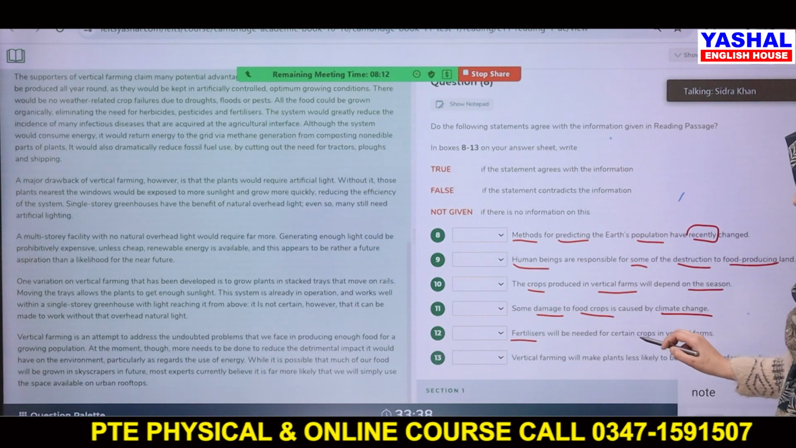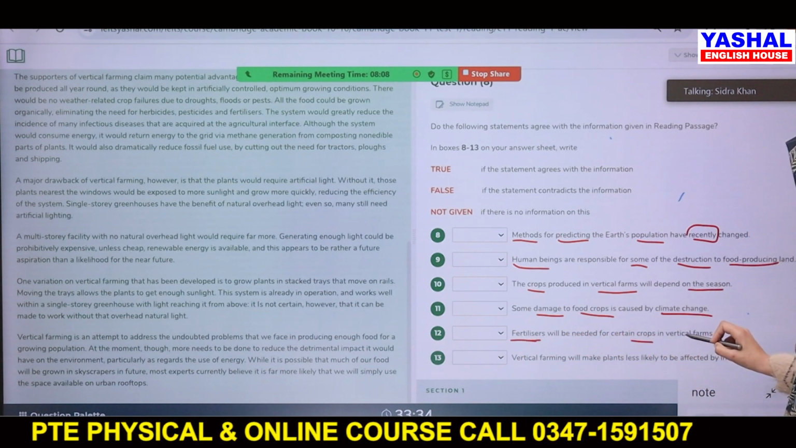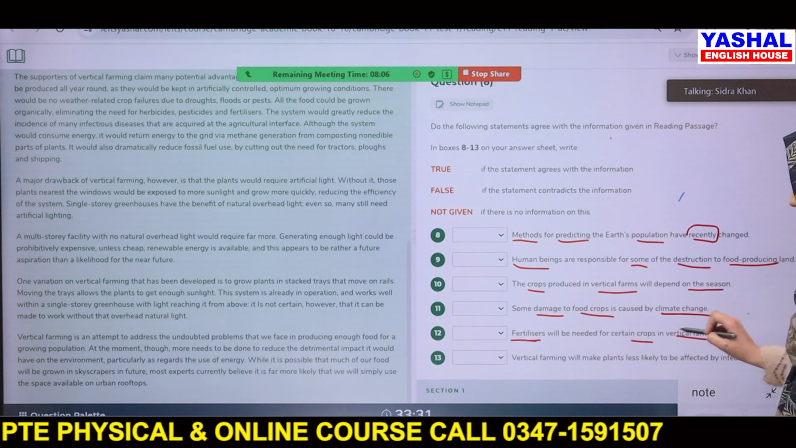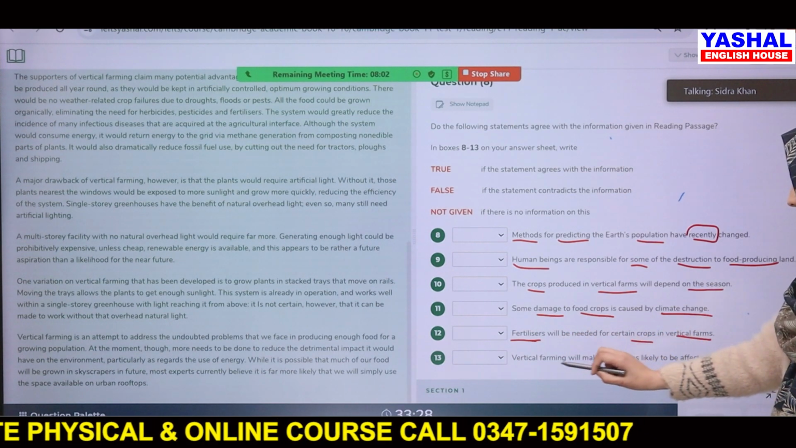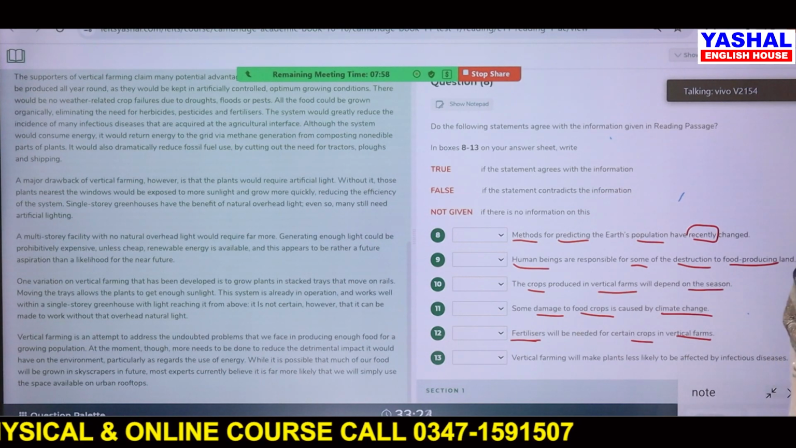Fertilizers will be needed for certain crops. Fertilizer is our keyword, will be needed for certain crops in vertical forms. Vertical form, fertilizer and crops. Vertical. The keyword you can write in the blank.